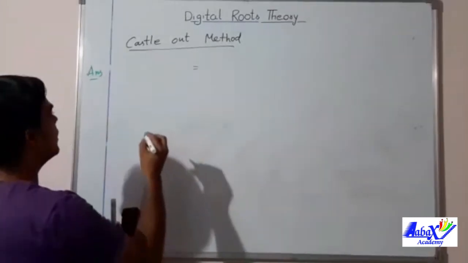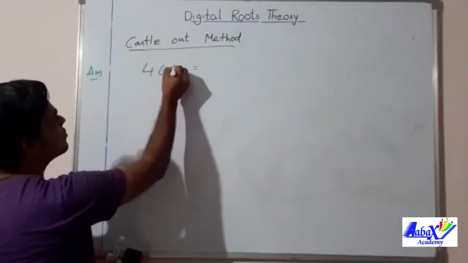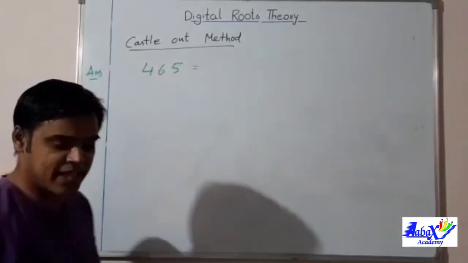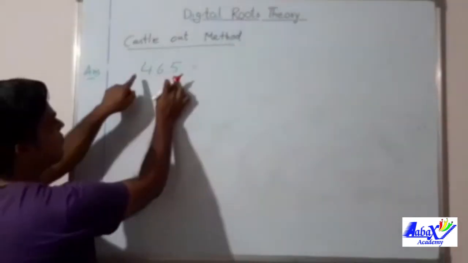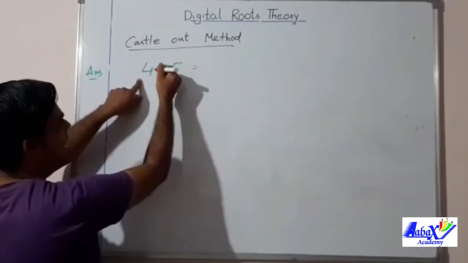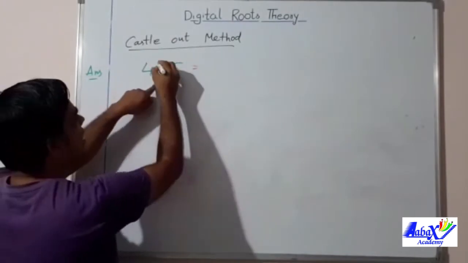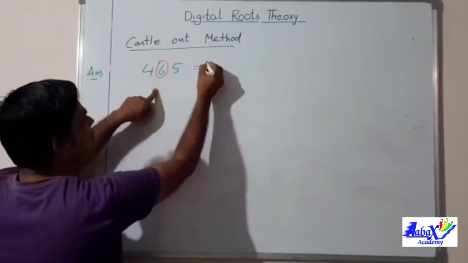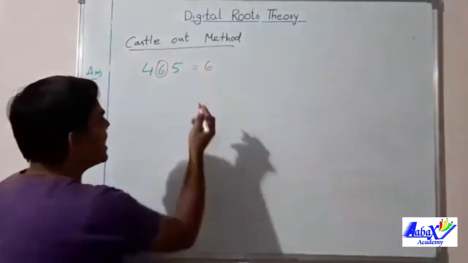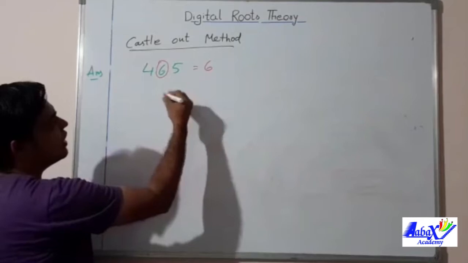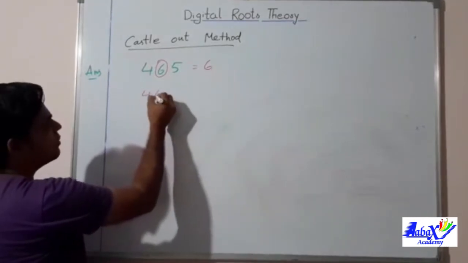What do we have to do? We have the number 465. The casting out method says imagine 4 and 5 make 9. So in your mind you strike them out, and the left one is 6. So your digital root is also 6. I hope you are understanding me.